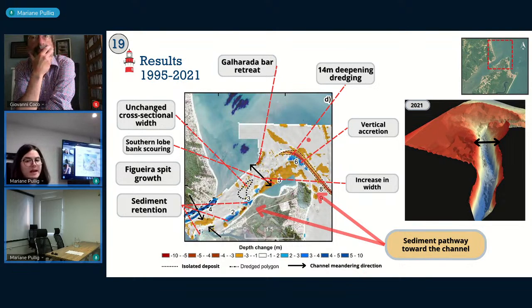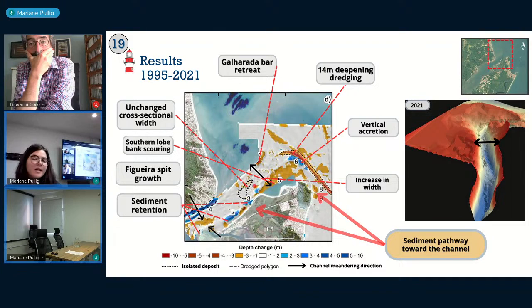During the next decades, which are the recent decades, this geometry at the inlet's mouth still remains stable. The cross section has not changed its width, and the southern lobe starts to be scoured by, we believe, the ebb flood. More than that, we observe the sediment retention along the southern bank, which indicates that the sediment pathway toward the channel is now favored, and now it's occurring, which means a shift of the sediment bypassing mechanism. More than that, Galharada Bar started again to retreat, and the channel was deepened to 40 meters depth.